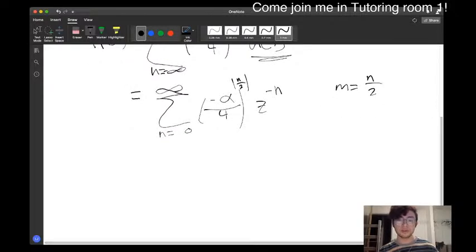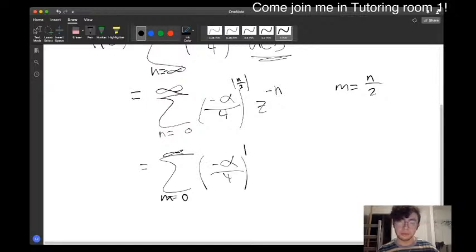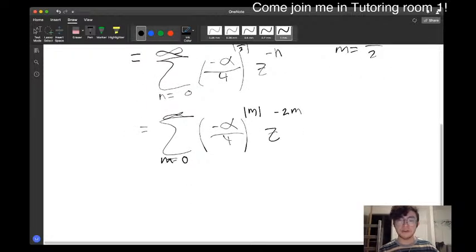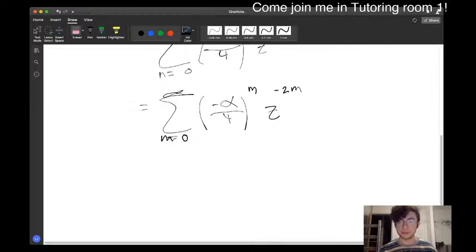Let's apply substitution. So we get the summation, m equals 0 to infinity, of minus alpha over 4 times the absolute value of m, and then we get zn, so minus 2 to the n, zn. Okay, great. Notice that this m value is going to be positive for all m greater than 0, so we can go ahead and just take out the absolute value sign. So now let's see what we got.